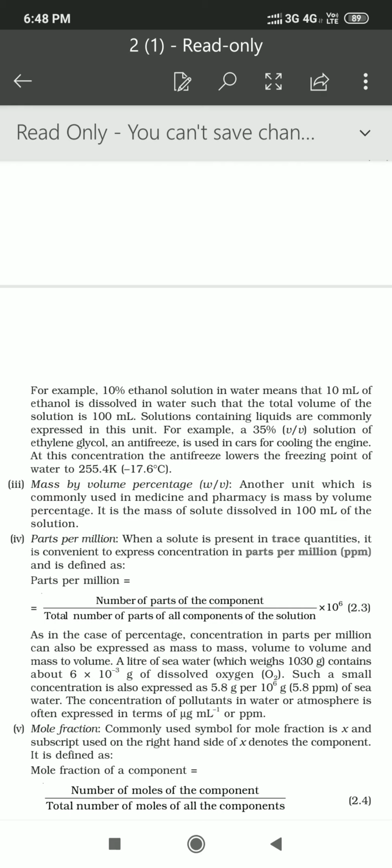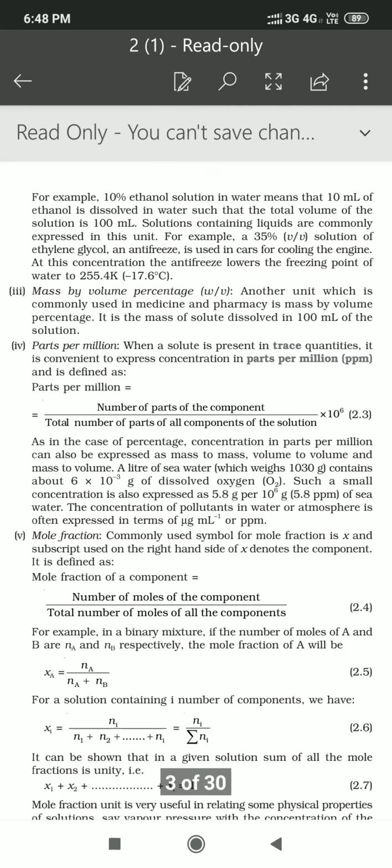Next is parts per million. Parts per million is a unit which is used when a solute is present in very small amounts, in trace quantities. For example, if we want to find out the amount of a particular inert gas present in the atmosphere, then it is present in trace quantities, so parts per million will be used. Or any pollutant present in the atmosphere or in the water, we use parts per million.